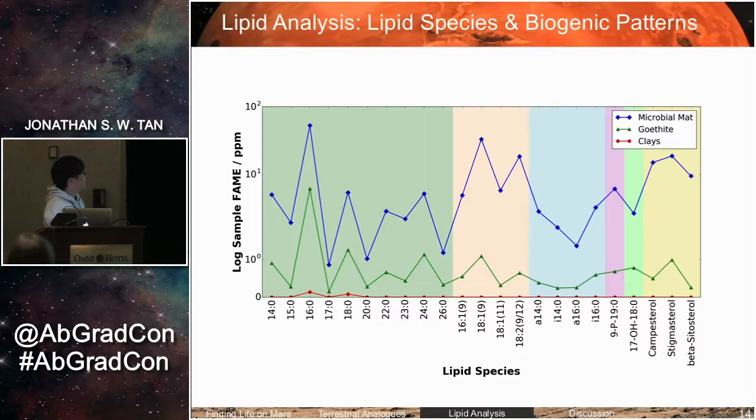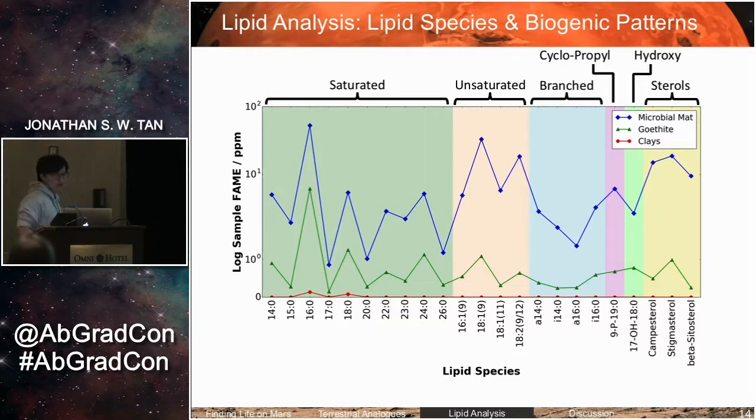You have abundance on the y-axis, the different lipid species on the x-axis, and each of those colored boxes represents a different group or different family of lipids. Now, the one thing that should stick out to you is that there seems to be a much larger abundance and diversity of lipids in the goethite layer as compared to the clay layer.